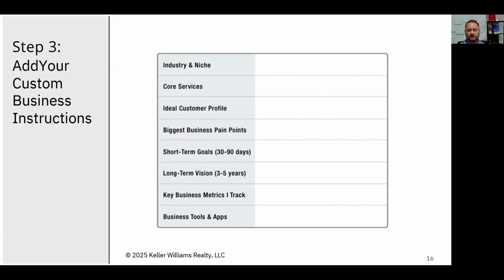Short-term goals for 30, 60, 90 days. Maybe you're currently sitting at, you're only getting 1 listing a month and you want to do 4. So maybe tell it that. My short-term goal is to get to 4 listings a month. Long-term vision within 3 to 5 years. Maybe you want to be doing 100 units.